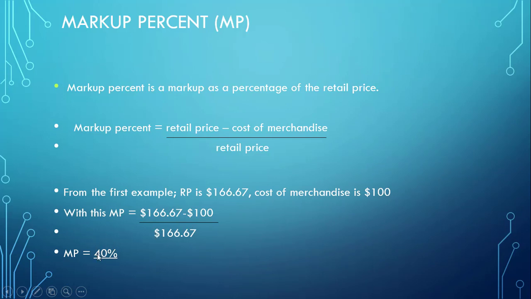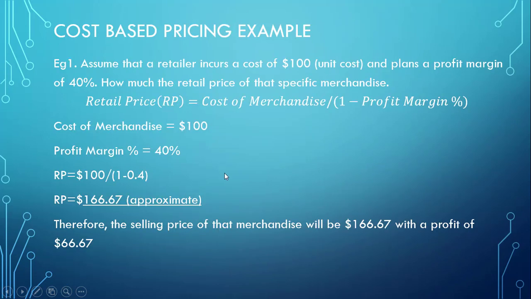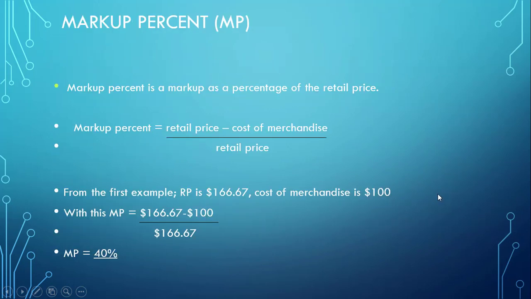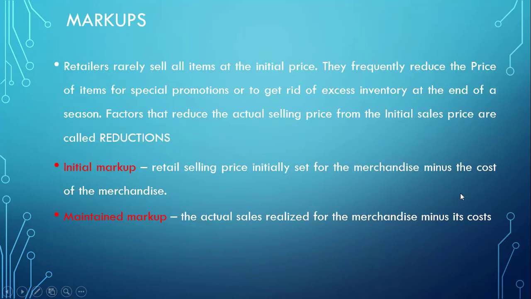This markup price will be 40% in approximation, but if you use the exact number of the retail price, you will get exactly 40%, which we have set in this example. So we can calculate markup percent as retail price minus cost of merchandise divided by retail price.